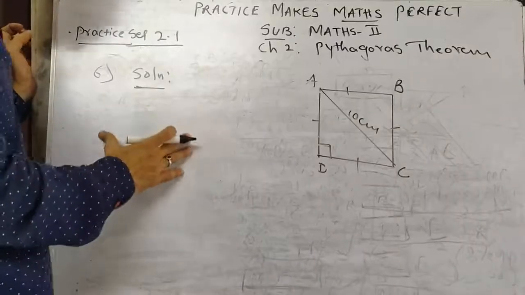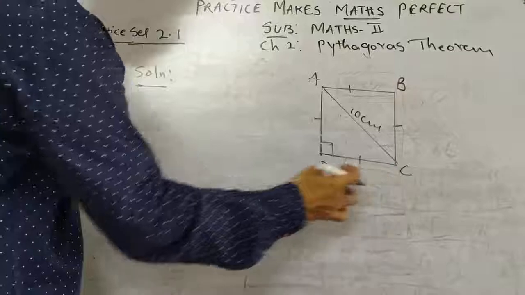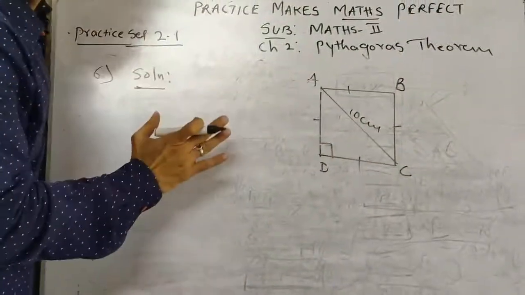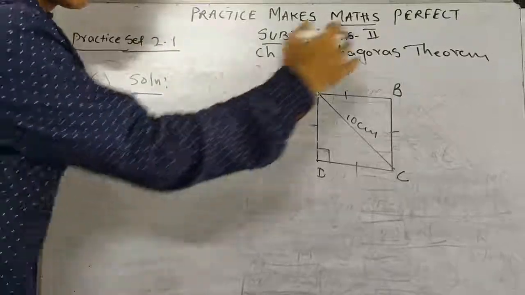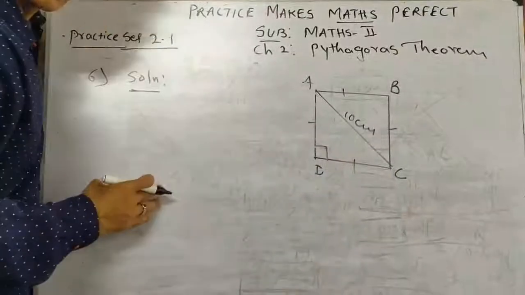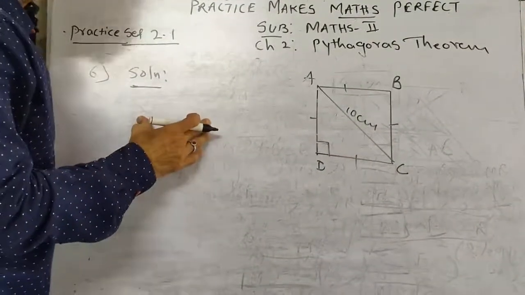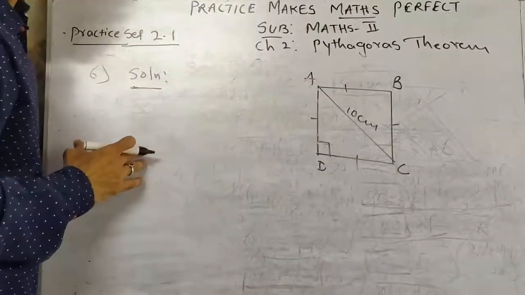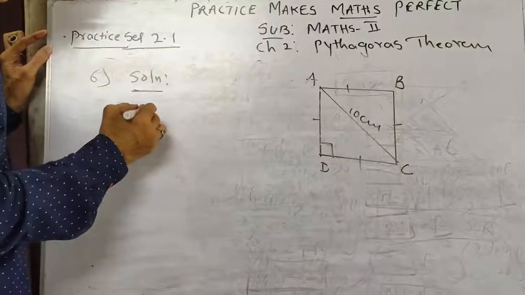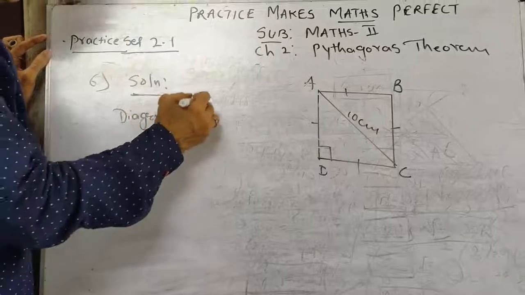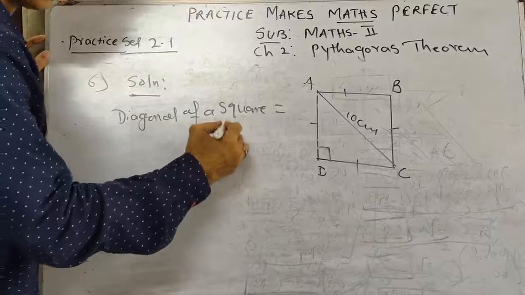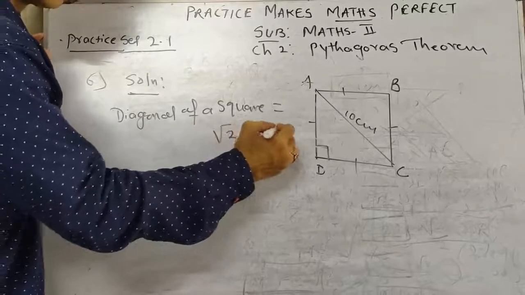Okay, now come to sum number 6. The quadrilateral is a square. The diagonal is given as 10. You have to find the side and perimeter. Okay, the side of the square you have to find out, and the perimeter of the square you have to find out. So you will use one formula here to find the side of a square. The diagonal is given here. So the formula is: diagonal of a square is equal to root 2 into side.